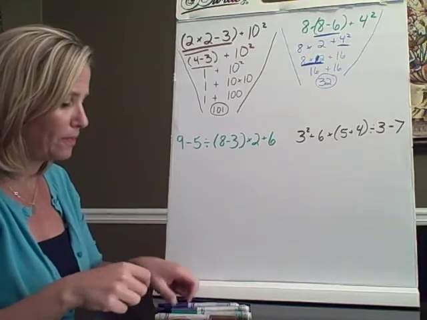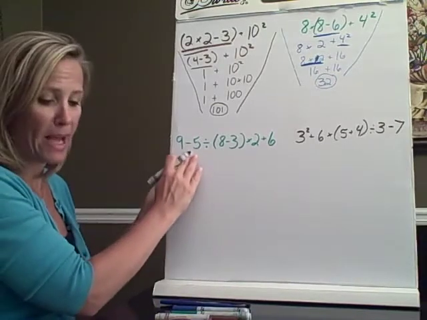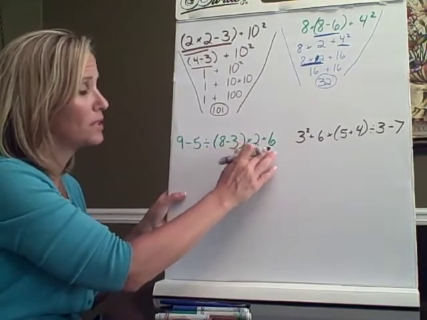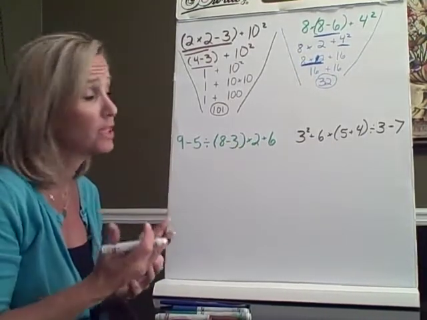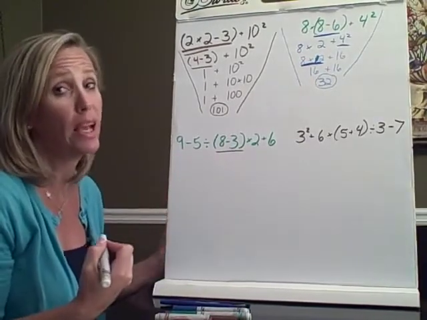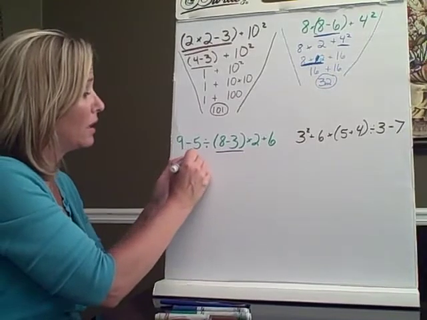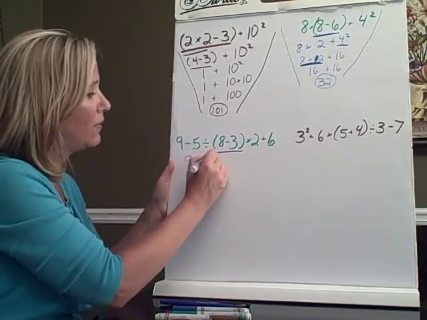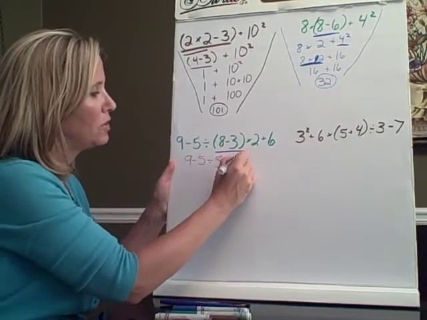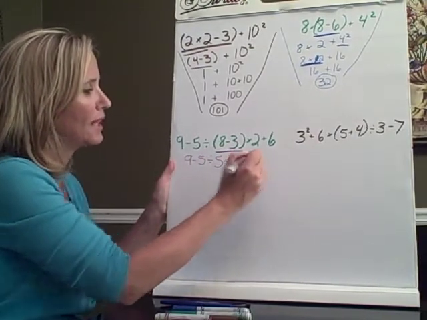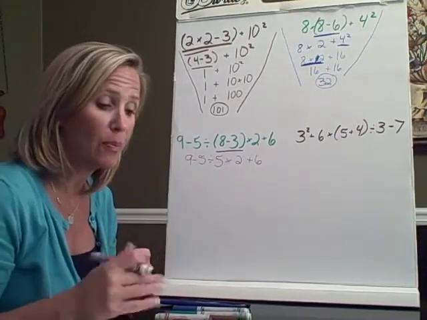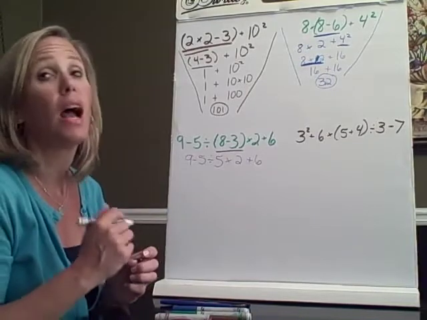If you look at the next one, you have 9 minus 5 divided by 8 minus 3 times 2 plus 6. That's a long one. Let's try it. Got to do the parentheses first, and I got to rewrite everything. And it's okay to rewrite everything. 9 minus 5 divided by, and 8 minus 3 is 5, times 2 plus 6. Now in this problem there are no exponents, so I move on to my next step, which is multiply and divide.